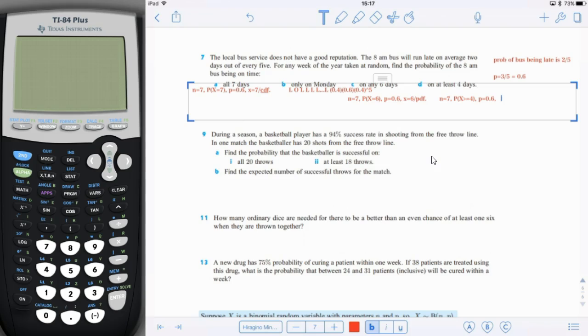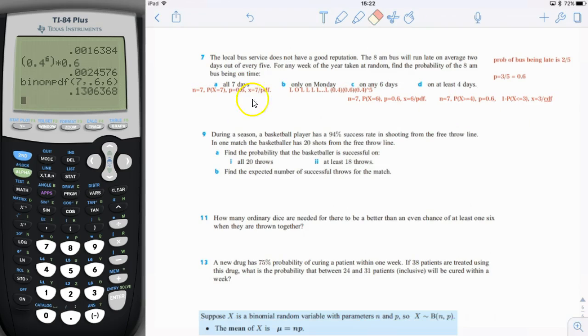We're going to figure it out by doing 1 minus the probability that x is less than or equal to 3. So we're going to use x equals 3, and we're going to use the CDF, and then we're going to subtract it from 1 later. Okay, now I'm going to go back and show you how to do these with the calculator. I just noticed that for this one here, we should do PDF and not CDF. I had written CDF, but now I put PDF.